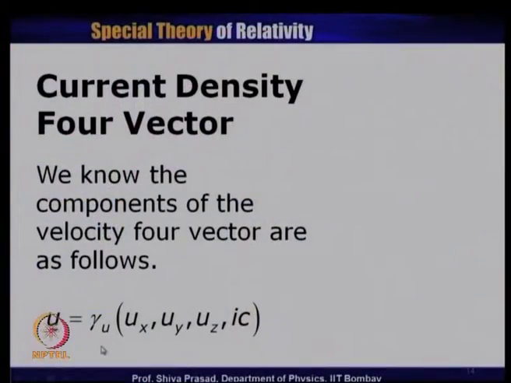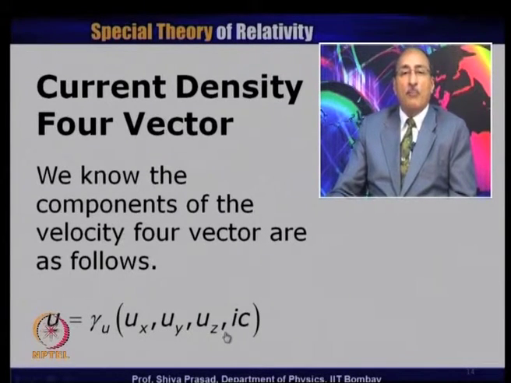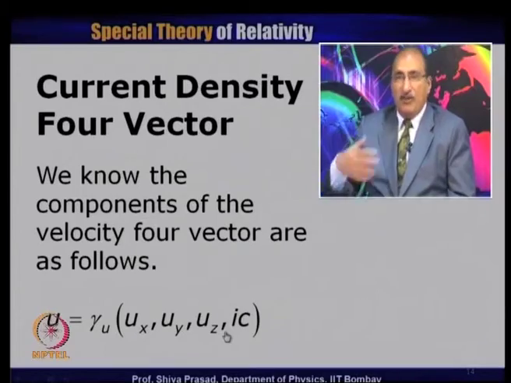So the components of the velocity 4 vector are given as follows. The first component is gamma u ux, the second is gamma u uy, the third is gamma u uz, and the fourth component is i gamma u c. This is what we have defined earlier.